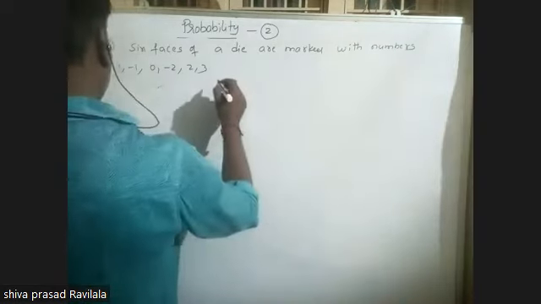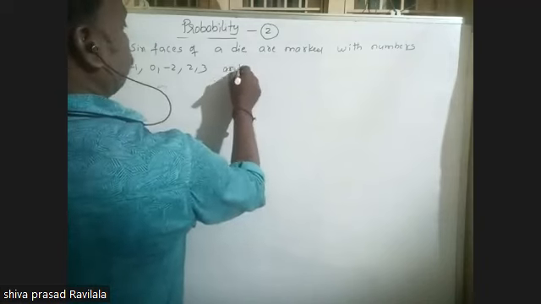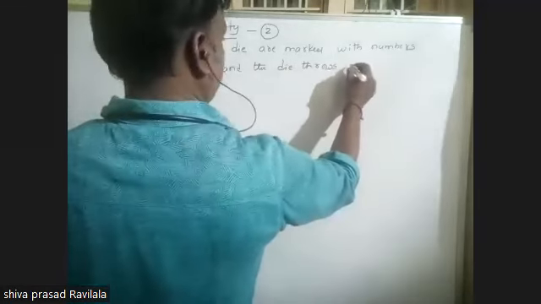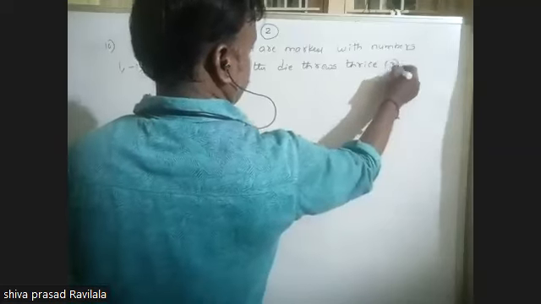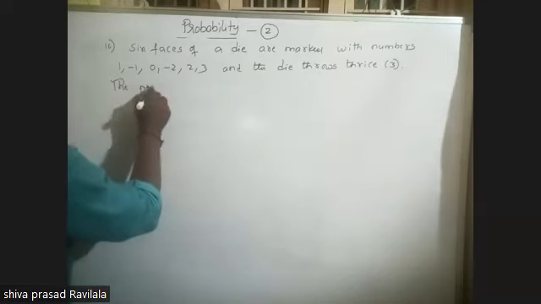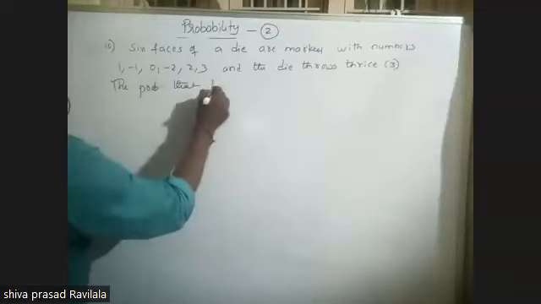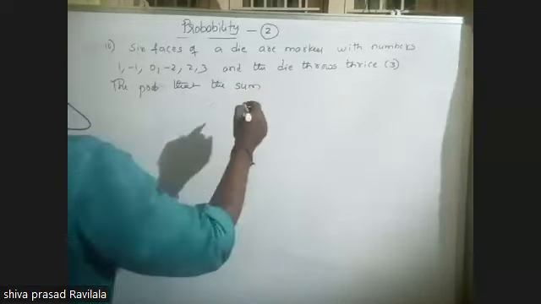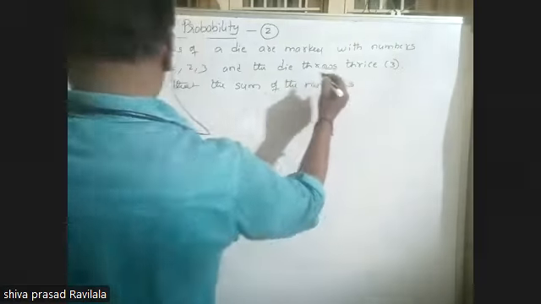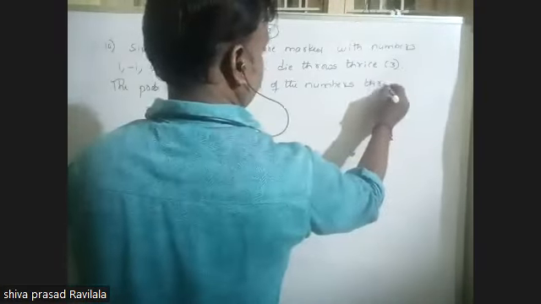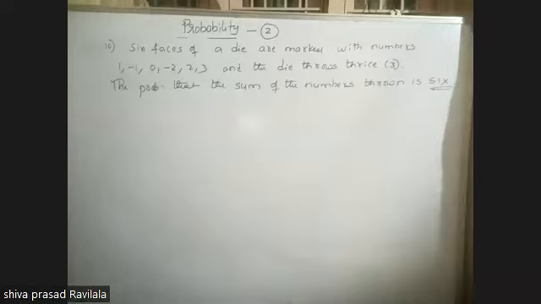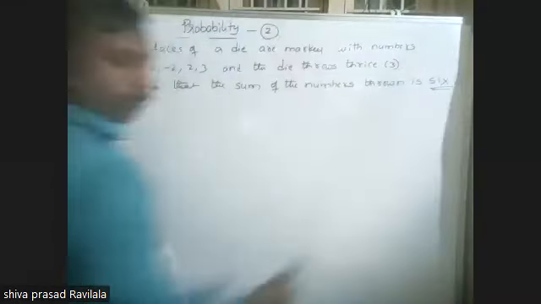And the die is thrown thrice, 3 times. The probability that the sum of the numbers thrown is 6.